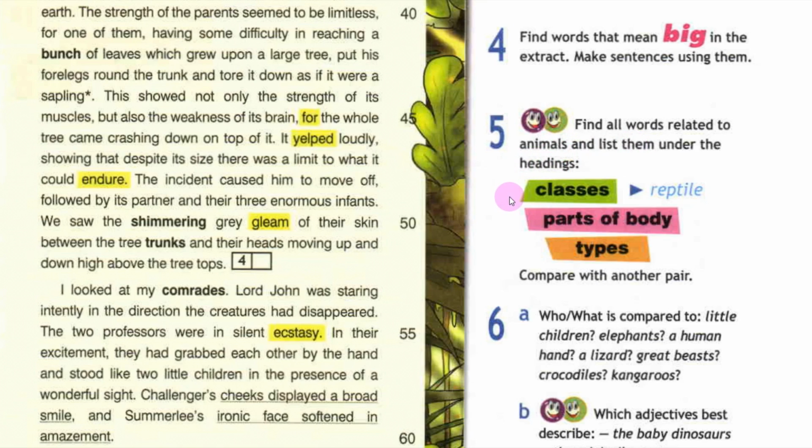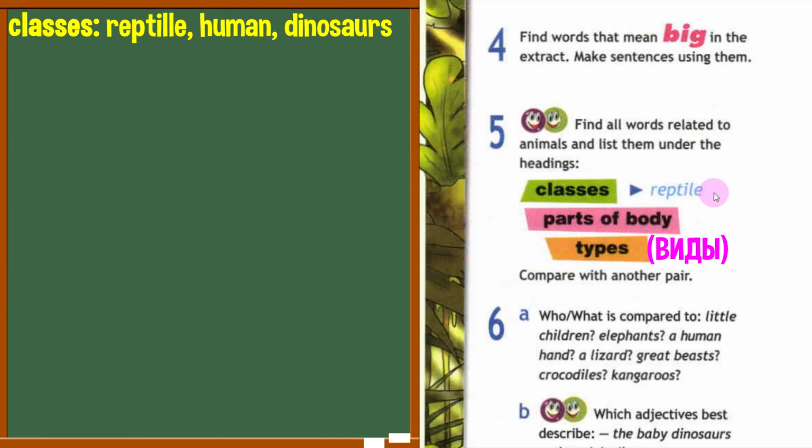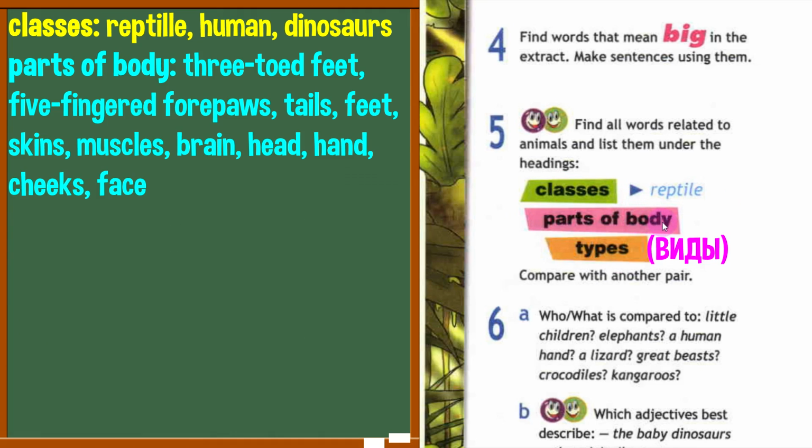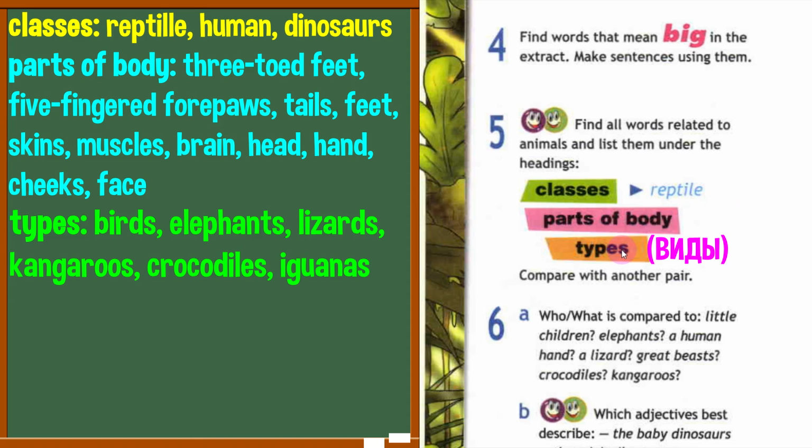And what are the headings? Classes, то есть классы животных. Parts of body, части тела. Types, типы. And the classes are reptile, human, dinosaurs. Parts of body: three-toed feet, five-fingered forepaws, tails, feet, skins, muscles, brain, head, hand, cheeks, face. And types: birds, elephants, lizards, kangaroos, crocodiles, iguanas. И можете сравнить с тем, что получилось у ваших товарищей.